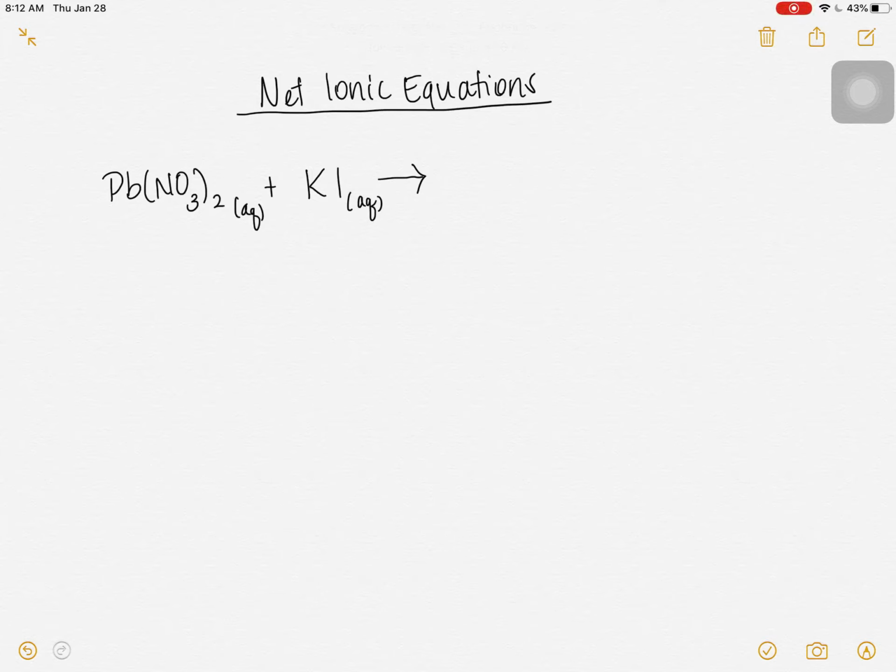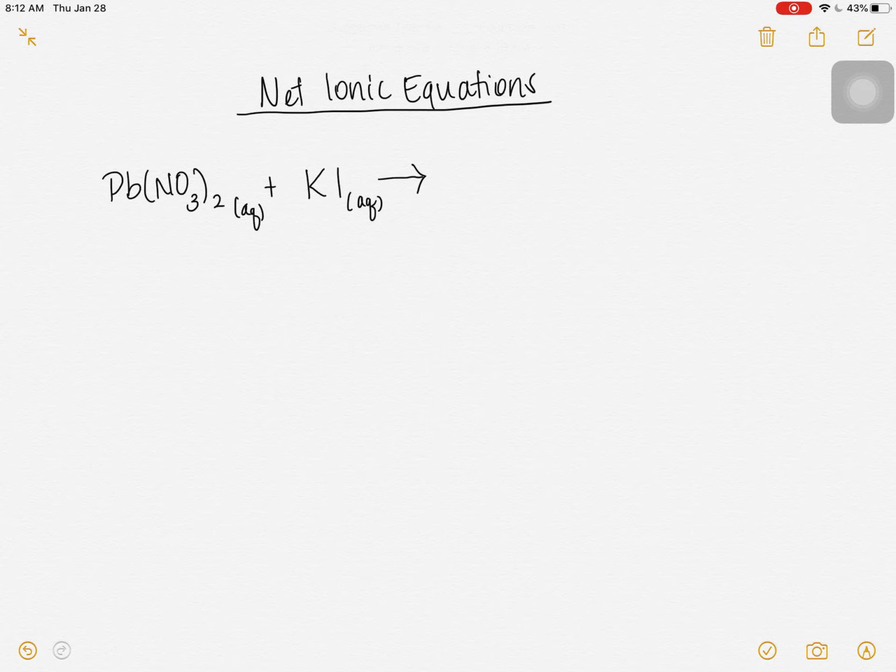This video is on net ionic equations, what they are and how to write them. Before we do any explanation of this idea called net ionics, we're just going to write this regular equation just like normal. Predict the products, consult solubility rules, and balance the reaction. Because when we're doing anything in chemistry, we have to have a balanced reaction before we can go on and have any further discussion.